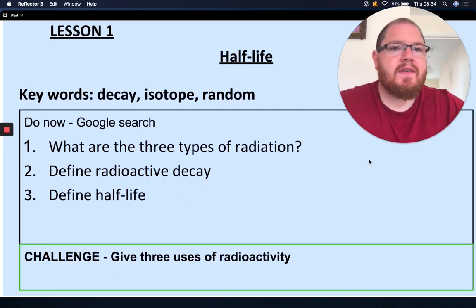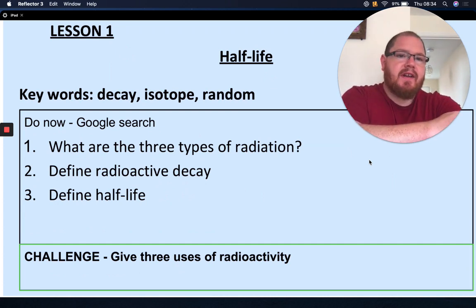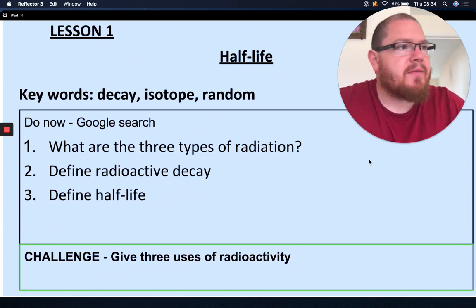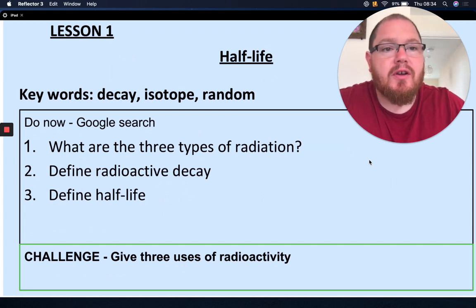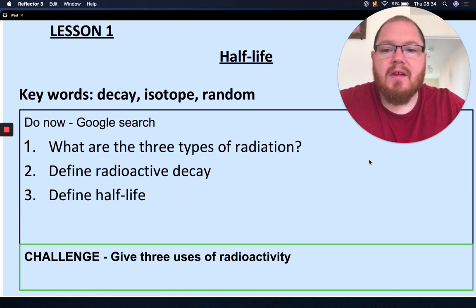Okay, so this is going to be the lesson on half-life. The keywords are decay, isotope, and random. There's 3 questions that I'd like you to research on the internet. Scribble down some answers, and then I'm going to go through these answers with you. There's also a challenge there, 3 uses of radioactivity. So press pause, attempt the questions, and then we'll review.